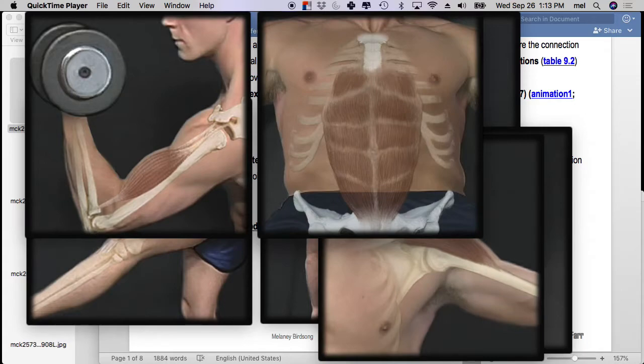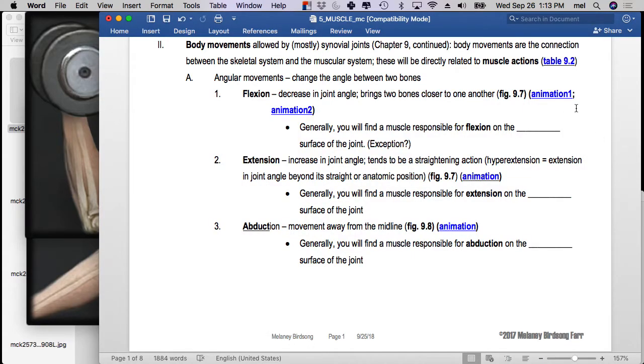You with me? Elbow flexors are going to be where? Anterior surface of the elbow. A shoulder flexor has to cross the anterior surface here. Yes? Okay. A hip flexor would cross where? Anterior surface here. How about a knee flexor? Yeah, the knee flexor is going to be on the backside. That's the exception to the rule. Does that make sense? Okay. So muscles responsible for flexion are generally going to be on the anterior surface of the joint, with the exception of the knee.